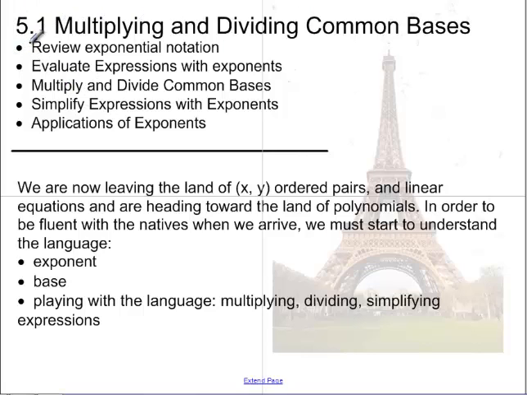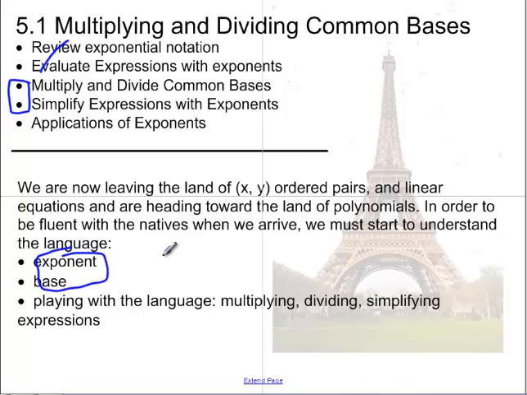And so in a previous video, we did these two, reviewing exponential notation and evaluating expressions with exponents. If you need to, you can go back to that. This video is going to talk about multiplying and dividing common bases and then simplifying expressions with exponents. Application is probably going to come later. We're going to do multiplying and dividing common bases, and simplifying expressions with exponents.